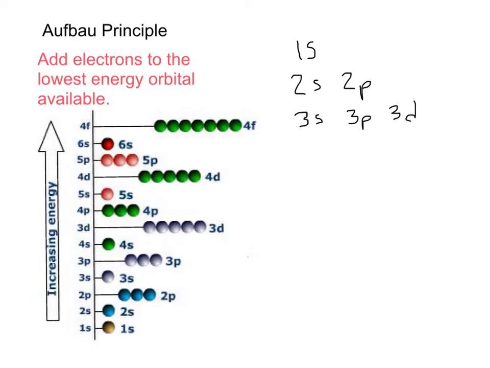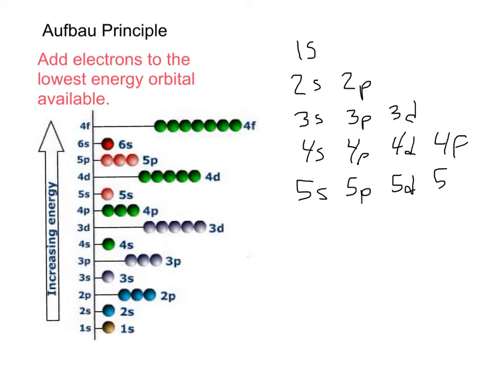3p, 3d, 4s, 4p, 4d, 4f, 5s, 5p, 5d, 5f, 6s, 6p, 6d. We could write 6f, but there are none on the periodic table. There aren't any elements that have electrons in 6f, so we'll just skip that, and then we'll go 7s and 7p.